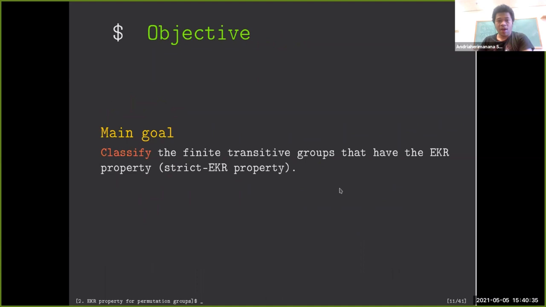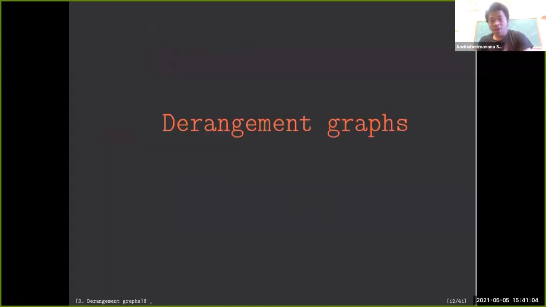So our main goal in working on this type of problem is really to classify the finite transitive groups that have the EKR property. But I think this project is very ambitious, because I'll show later that there are some groups for which, with the current tools that we have now, we can't decide whether they have the EKR property or not. So now let's talk about the tools that we need to study the EKR property.